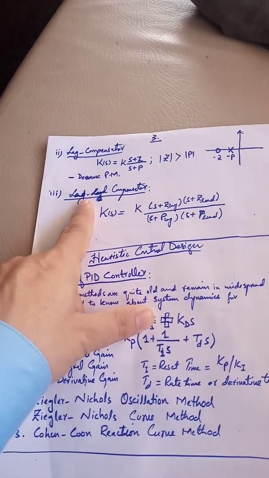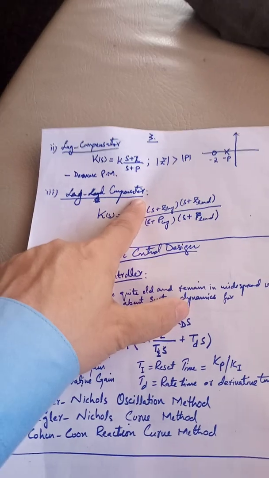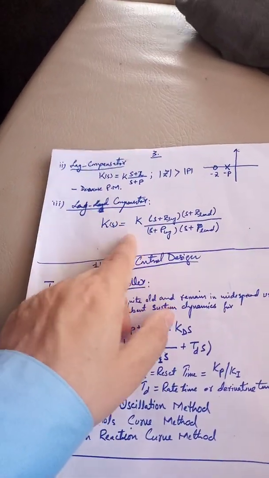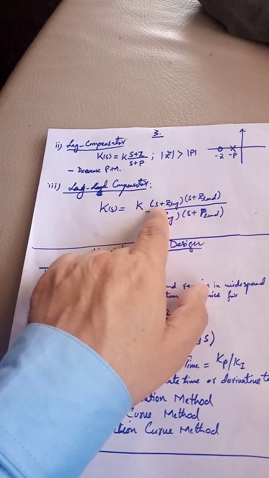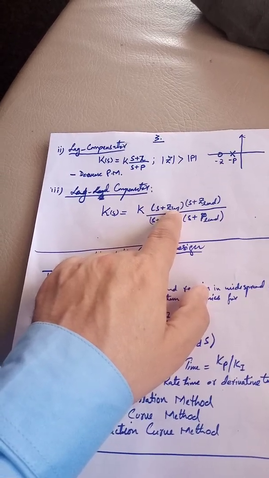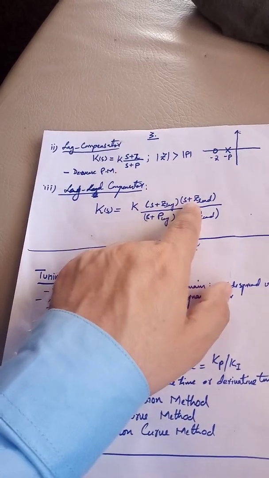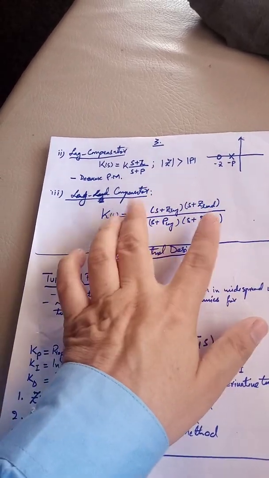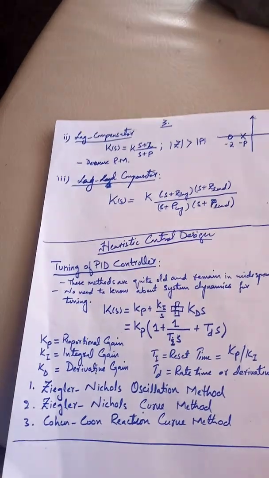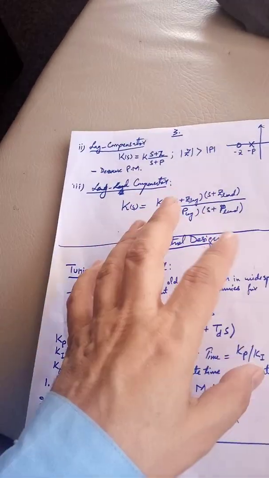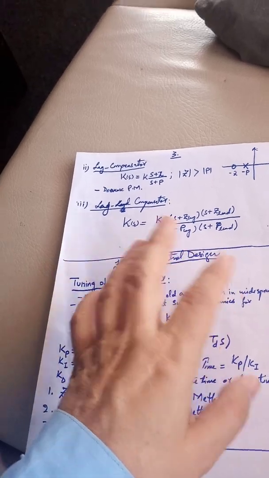The last one is the lag lead compensator, where you can have a network of lag and lead. You have a look here: s plus z lag over s plus p lag, times s plus z lead over s plus p lead. If you combine these, this is known as a lag lead compensator. The fourth one is a notch, which I'm not discussing here, which has the same phenomenon.